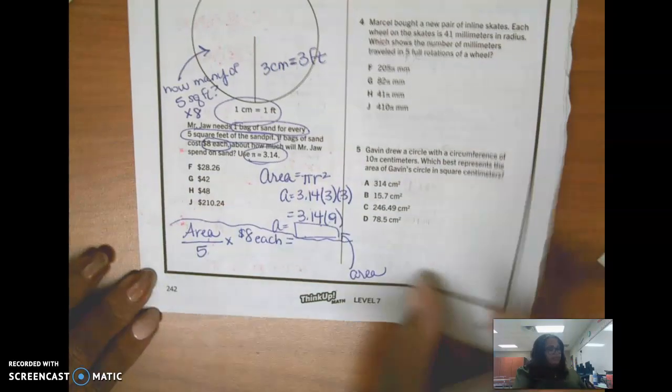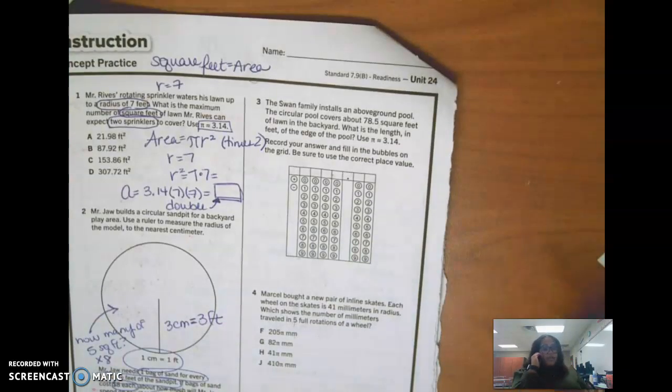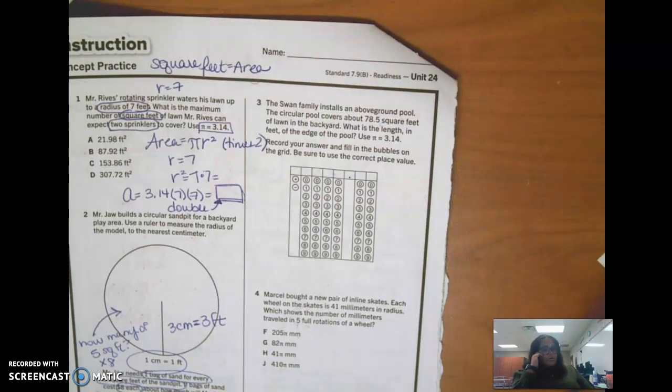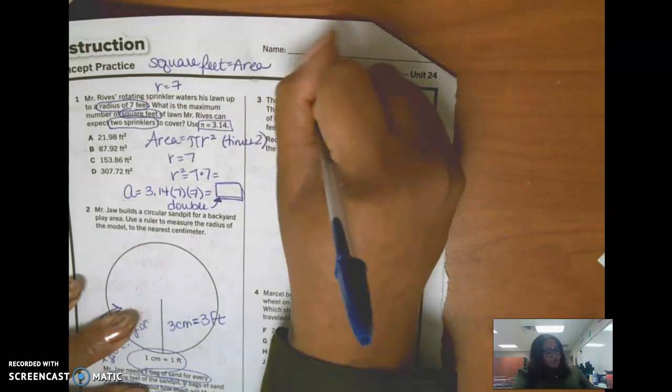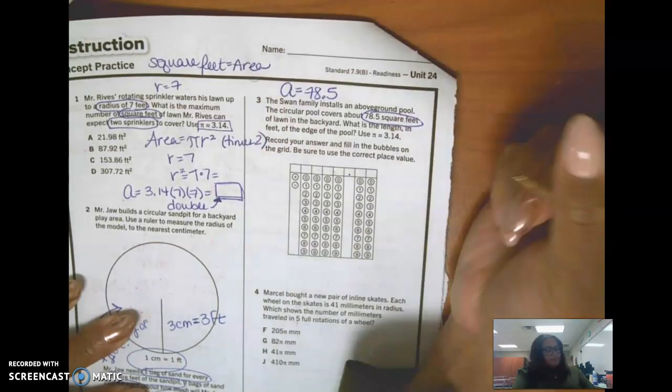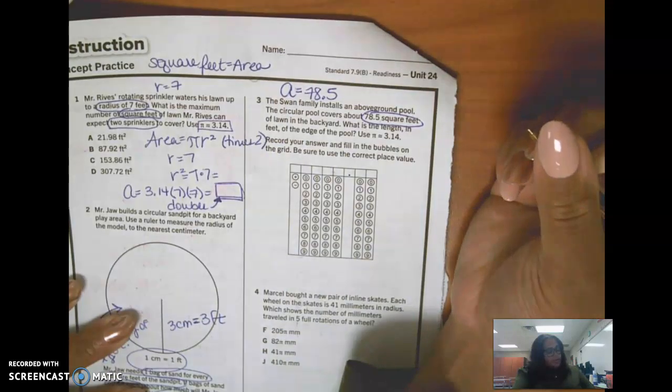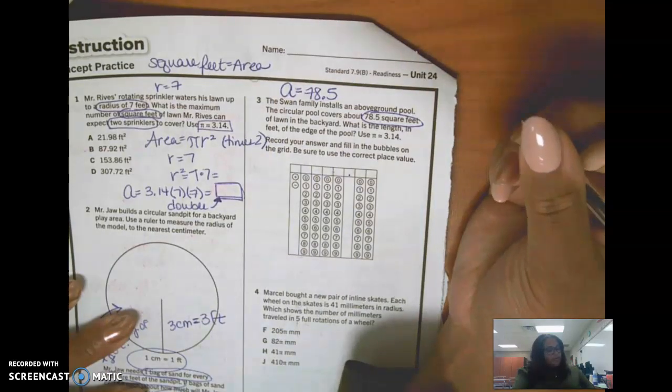All right. The Swan family installs an above-ground pool. The circular pool covers about 78.5 square feet of lawn in the backyard. So they give me the square footage, which means that is my area. Area equals 78.5. What is the length in feet of the edge of the pool? Circumference is what we don't know. That is what we are looking for.